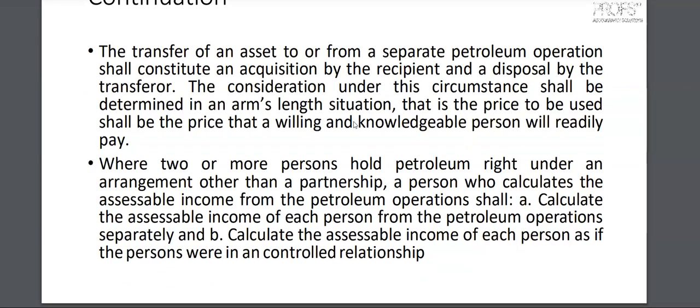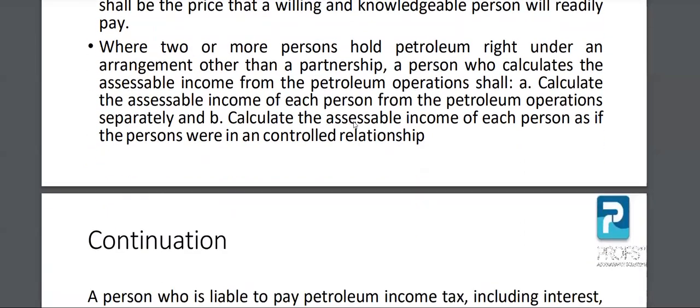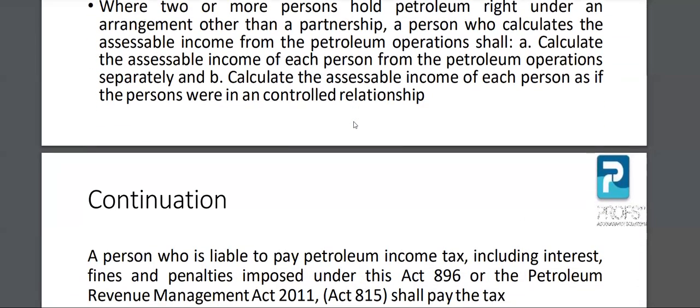Where two or more persons hold petroleum rights under an arrangement other than a partnership, a person who calculates the assessable income shall calculate the assessable income of each person from the petroleum operations separately, as if the persons were in a controlled relationship. So what it basically means is that there is definitely going to be the proportionate sharing interest. You need to take into consideration their sharing interest when you are apportioning them.